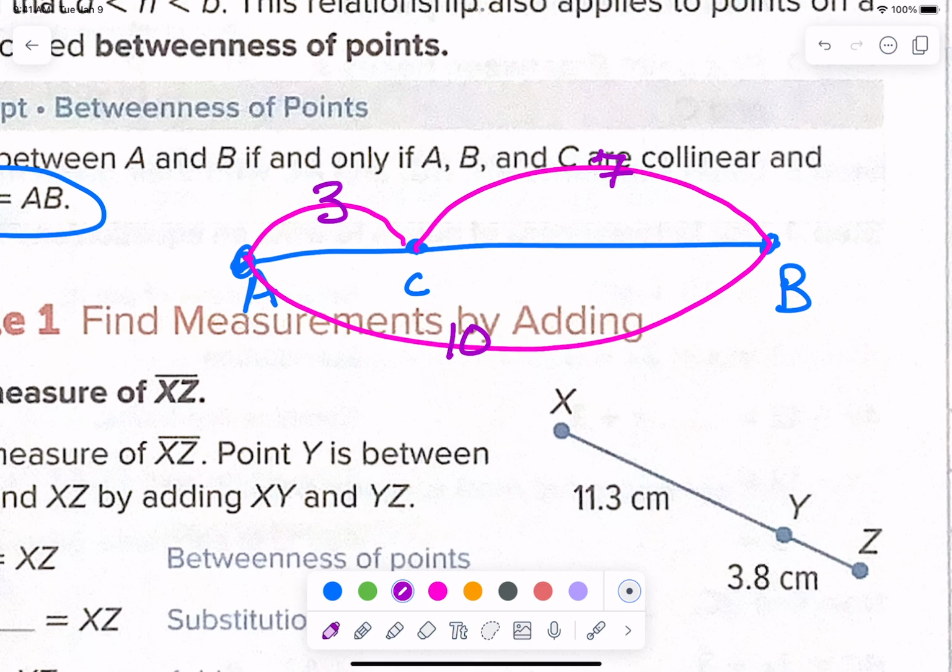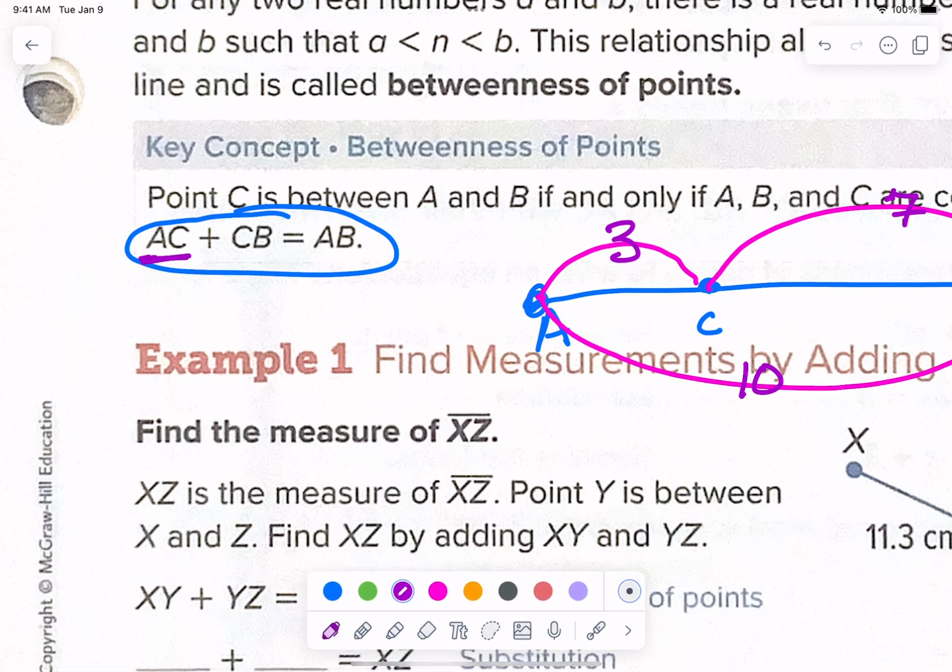Now, I put C on this side for a reason, because this works if C is exactly in the middle, like 5 plus 5 would make 10, but it also works when they don't have to be the same size. So, you take the one piece, add it to the other piece, and it makes the full piece. So AC is the one piece, you add that to the other piece, and it's equal to the full piece. That's how that works, okay?